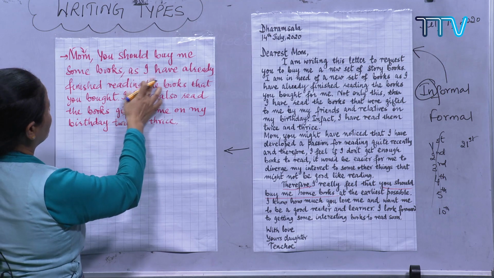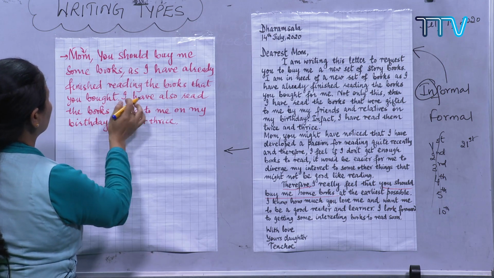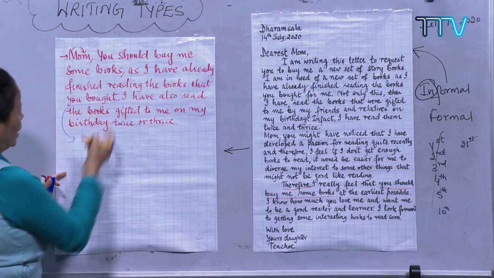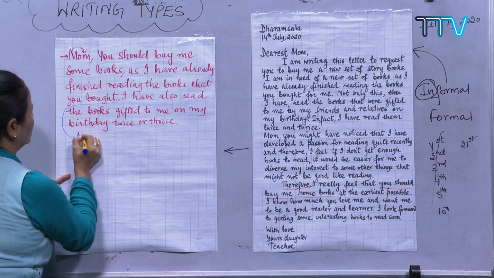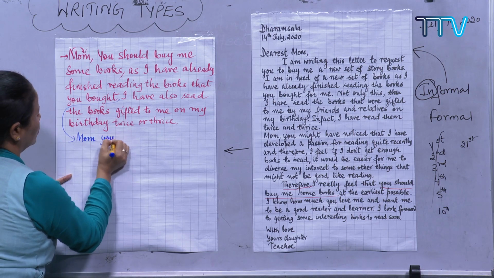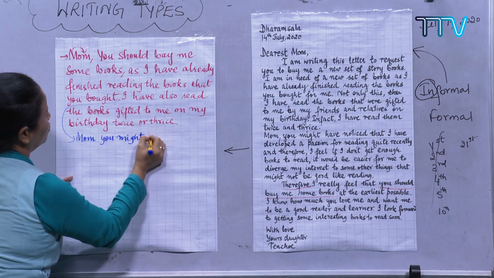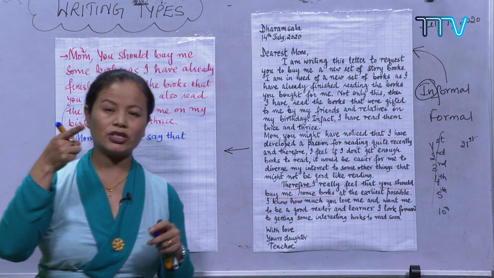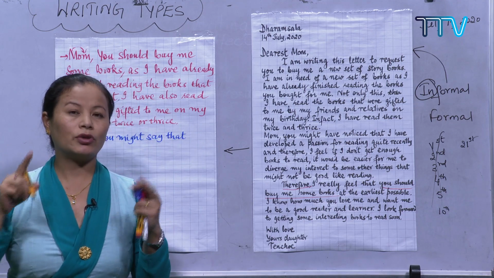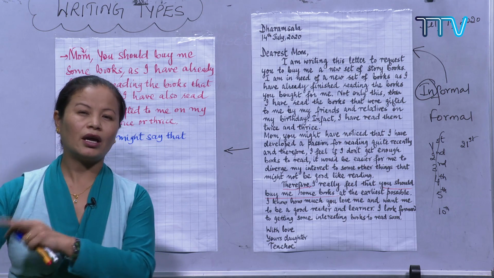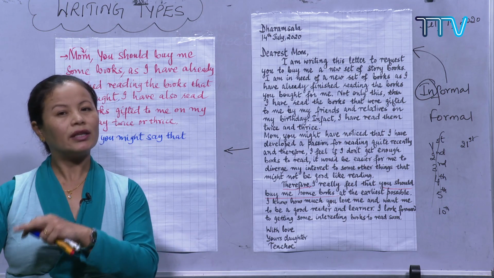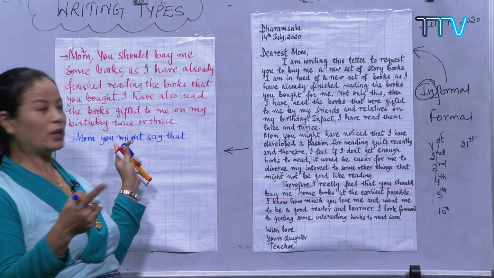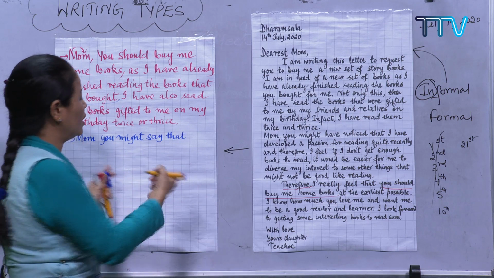Okay, I think I should have done it here. So I've already finished reading the books that you bought. I've also read. So here I think I should add, okay, the counterclaim. Mom, you might say that, like, do you remember in my first session today, I told you that in a counterclaim you can use, like, people might argue that, others might think that or believe that, okay. So here, rather than people and others, Mom, your mother. Mom, you might say that, okay.